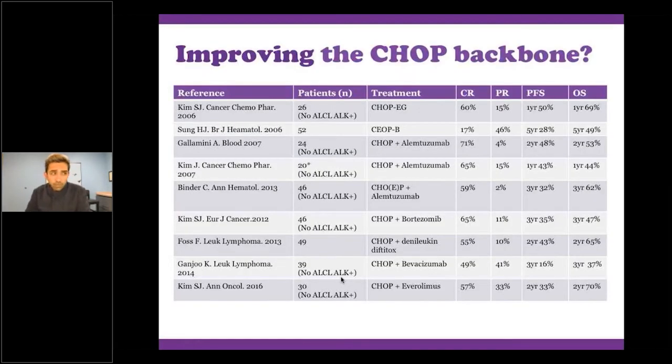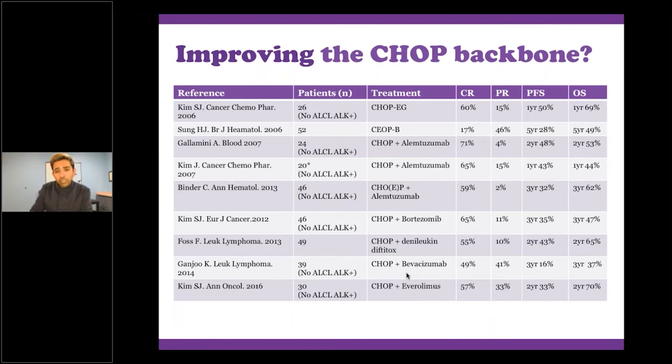Now, we have looked into adding other agents to CHOP to see if it can improve the outcome. This column here tells us about the author of that study, and this column tells us how many patients were included in that study. As you can see, a lot of investigators have tried to add different agents to CHOP. This looked at adding bleomycin, this looked at adding alemtuzumab, and this looked at adding bortezomib. Now, this is the complete response rate, and this is the partial response rate. As you can see, there is not that much significant difference by adding any of the agents.